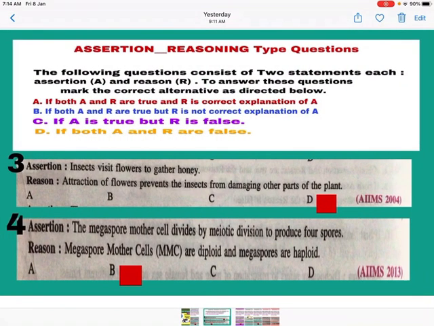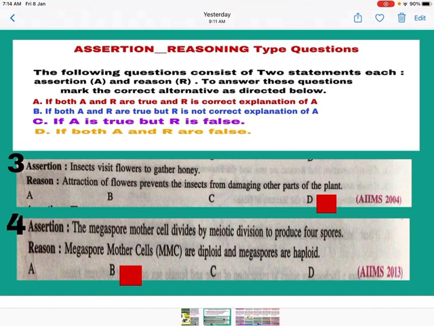Question number 3. Assertion: Insects visit flowers to gather honey. Wrong statement है. क्यों visit करते हैं insects flower को? Insects visit flowers to gather food, to gather nectar. So this is the wrong statement. Reason देखिए: Attraction of flowers prevents the insects from damaging other parts of the plant. This is again the wrong statement. Flowers क्यों attract करते हैं insects को? For pollination and not to prevent them from damaging other parts of the plant. So both the statements are wrong. So mark D. Come to question number 4.